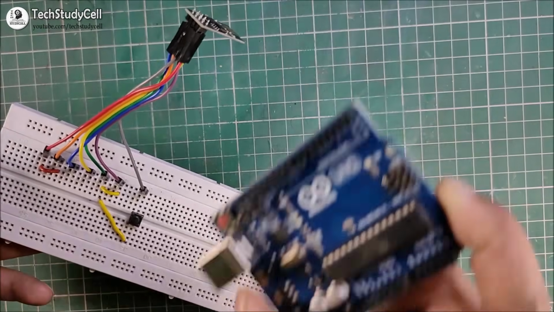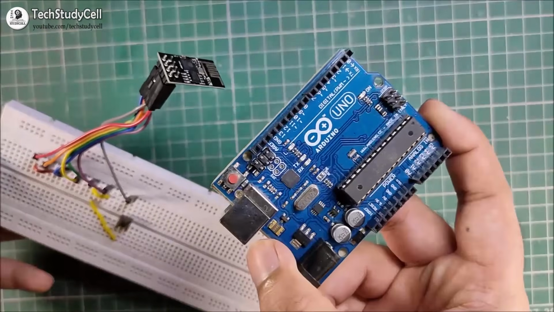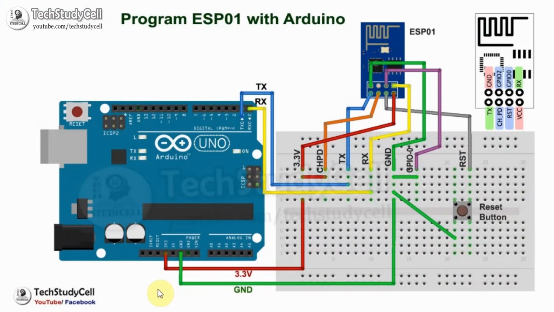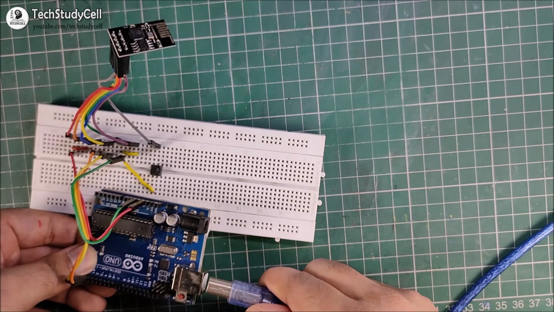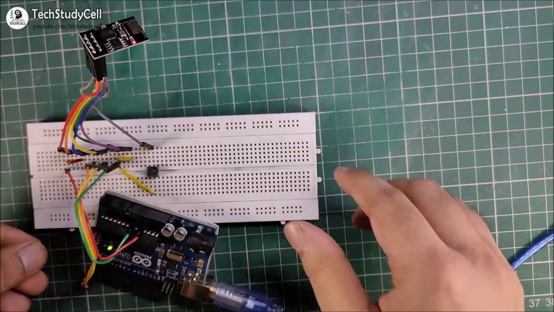Now I can connect Arduino with the ESP01. You can refer to this circuit. In the circuit you can see I have connected the 3.3 volt of the Arduino with the VCC, ground to ground, RX to RX, TX to TX. So now I will connect the Arduino UNO with my laptop to upload the code.